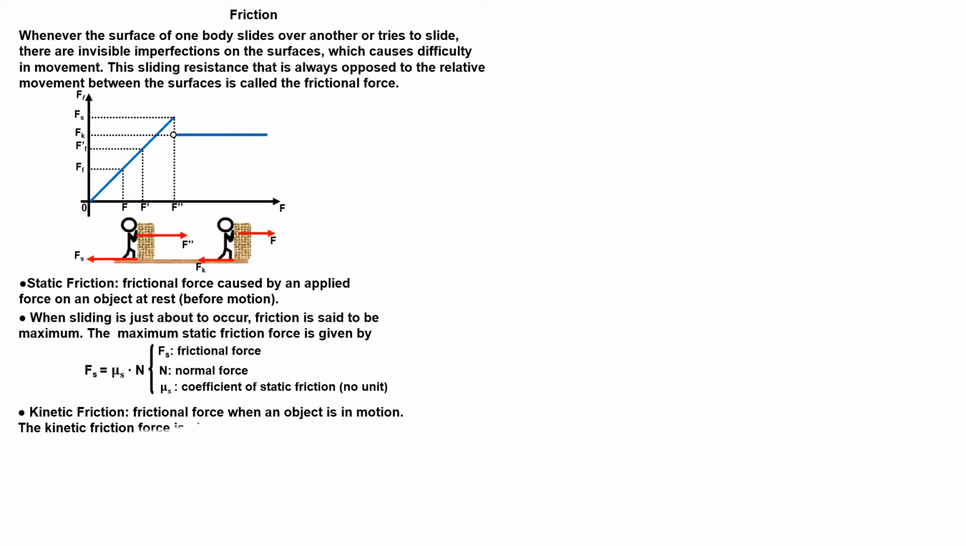The kinetic friction force is given by the formula F_k = μ_k N, where F_k is the frictional force, N is the normal force, and μ_k is the coefficient of kinetic friction, which has no unit. We use the same equation to find the magnitude of frictional forces, but with the right situational value, and μ_k is almost always less than μ_s.